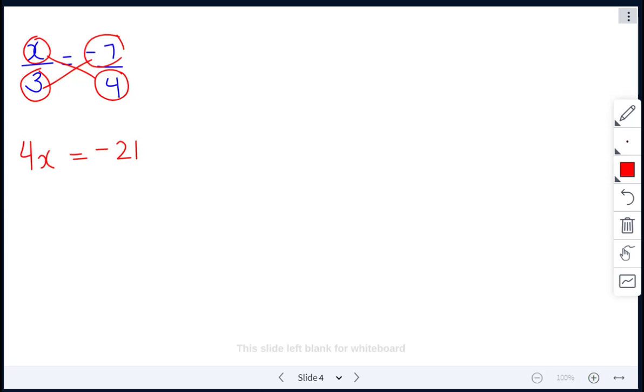So just finishing up this question then, we have 4x equals negative 21, so you're dividing by 4 on both sides. That leaves me with x is equal to negative 21 over 4. And if you chose to put that into decimal, it's negative 5.25.